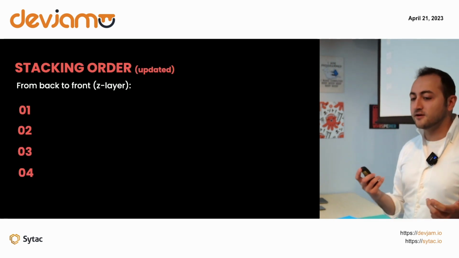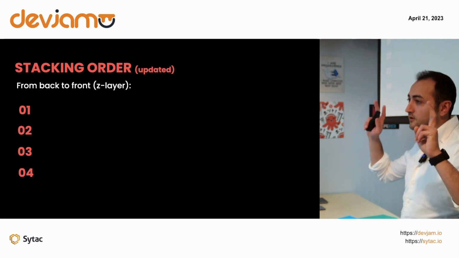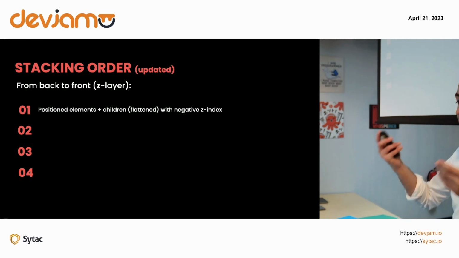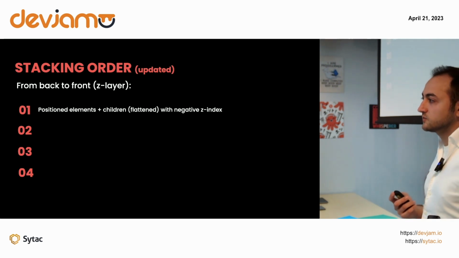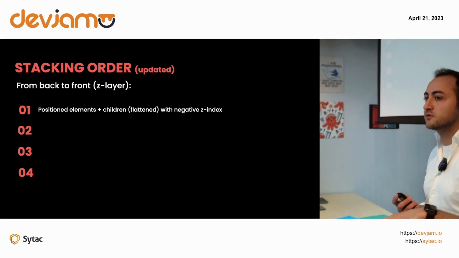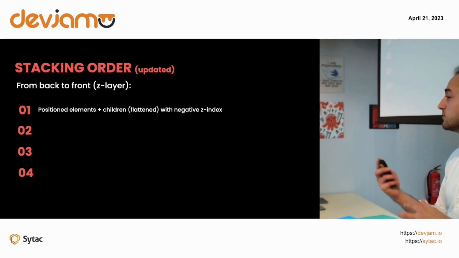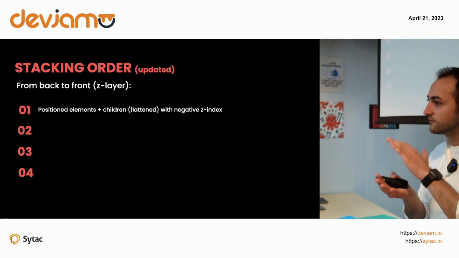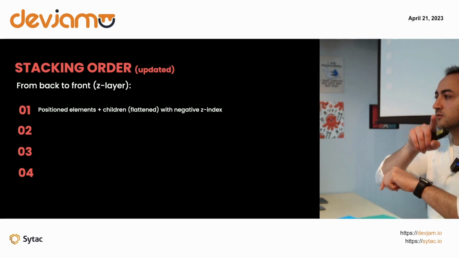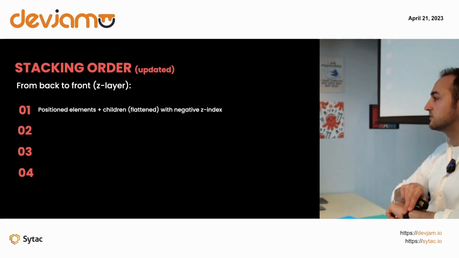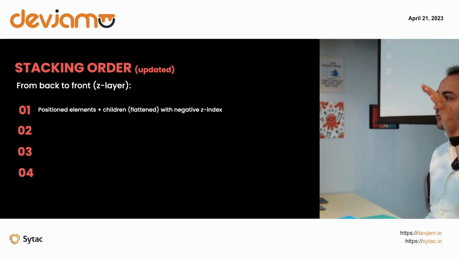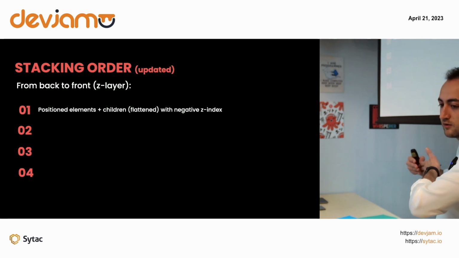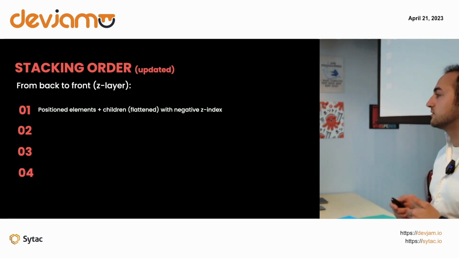So what's the updated stacking order? This is a lot more correct than what we've seen before. This is with the z-index. From the back, we have positioned elements, so elements that have a position, like relative or absolute, or elements that accept the z-index, and their children, because everything gets flattened. So if you give a massive div a position relative and a z-index of -5, all of its children will be flattened, and they will be placed at the back. This is because they have a negative z-index.